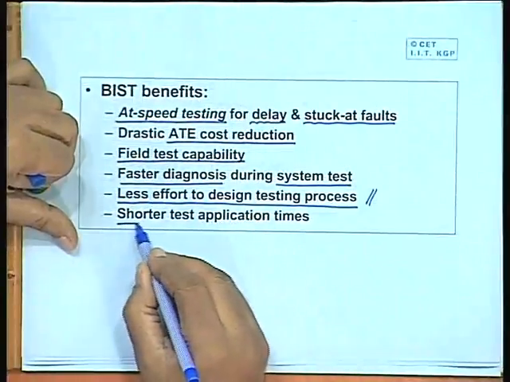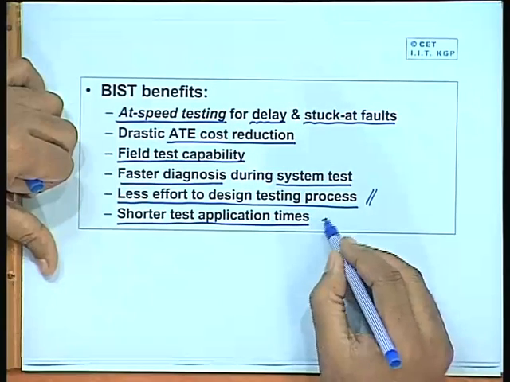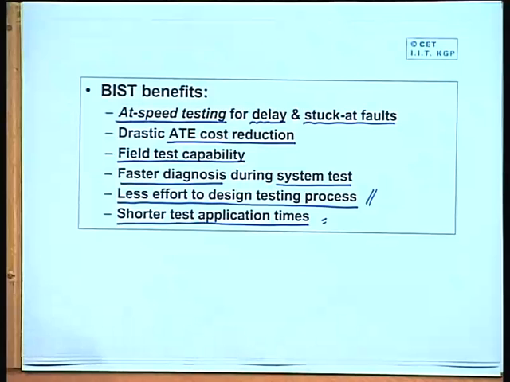Of course, here there are both plus and minus points. Since you are using pseudorandom patterns as your input stimulus, it is likely that you may not get a sufficiently high fault coverage for all circuits. Okay? But the advantage you gain is that you are eliminating the expensive process of deterministic test pattern generation. But these are the trade-offs you will have to look at and accept. And of course, shorter test application time, because everything is done inside the chip and at a very high frequency, the total test application time also gets reduced.